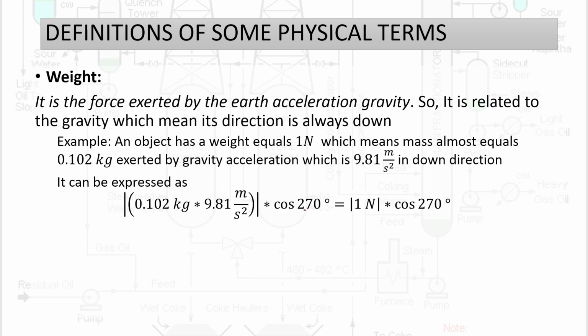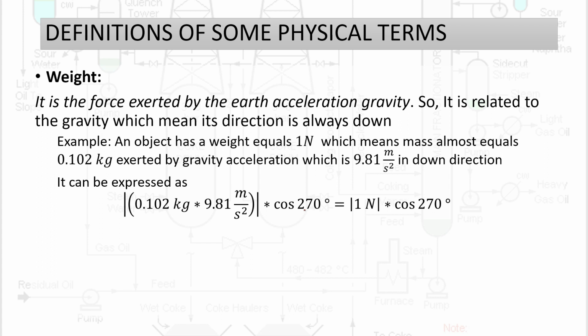Now let's go to the weight. It is a special case of the force, which is the force exerted by the earth's gravitational acceleration. So it is related to the gravity of the earth, which means the direction is always downwards. If an object has a weight equal to 1 Newton, I didn't mention it as a force, I mentioned it as weight, that means immediately the acceleration is the gravity, which is 9.81 meter per second squared.